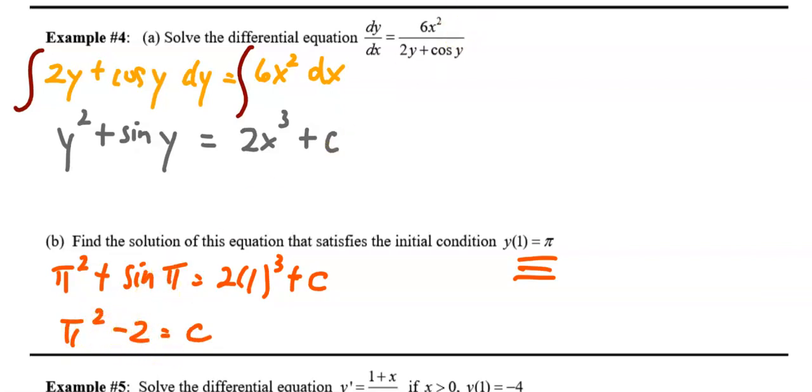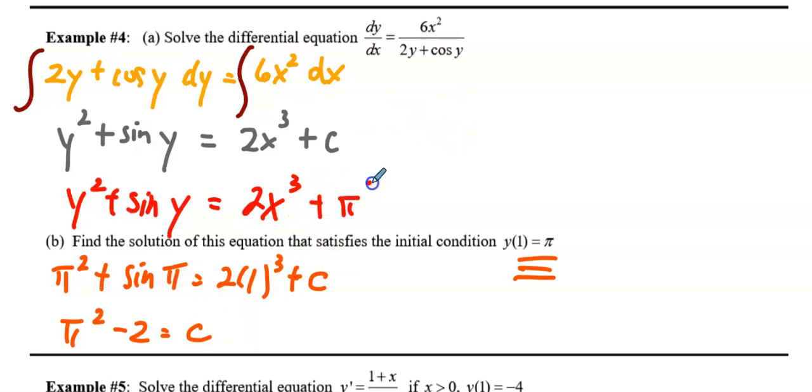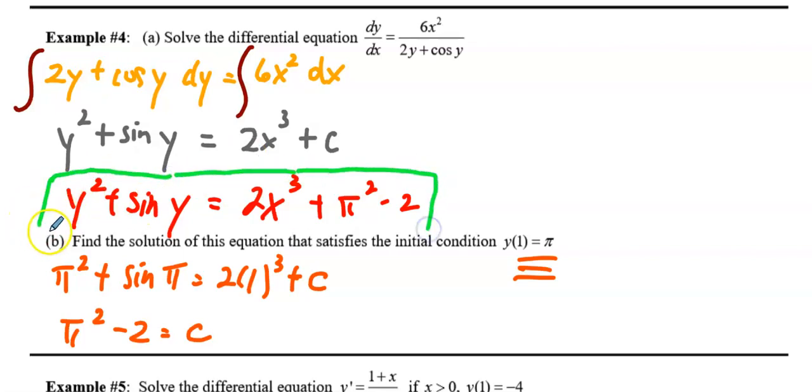Okay, so again, why I like doing that is because now here I can just go ahead and write that c is going to be pi squared minus 2. And this is our solution to our problem. There is no way we can get y by itself. And so this is the solution to our equation.